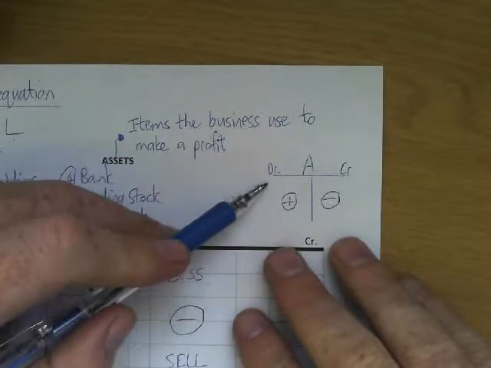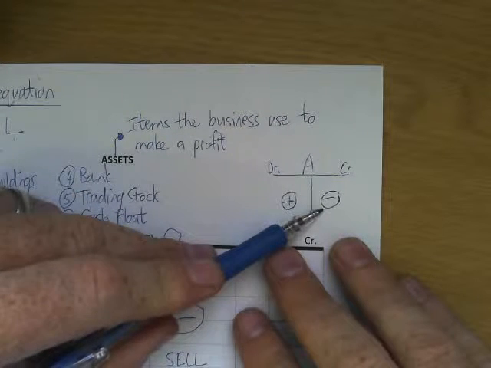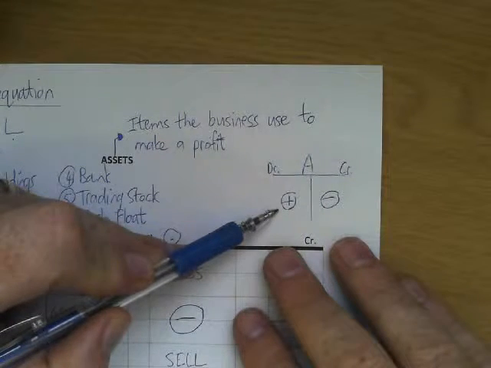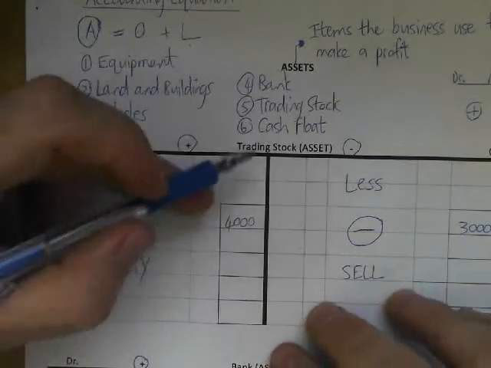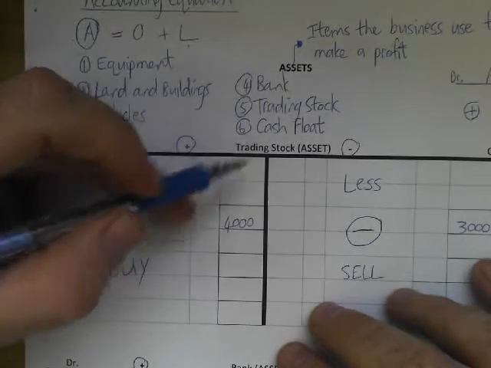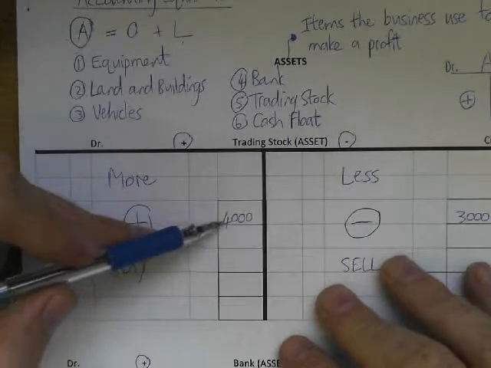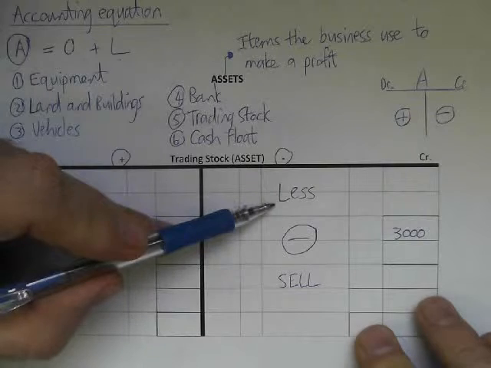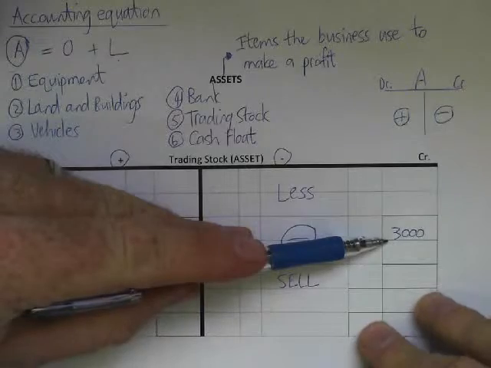Now assets become more on the left hand side or the debit side, and become less on the credit side or the right hand side. So the debit side is a plus and the right hand side, credit, is a minus. Okay, let's look at 1 or 2 examples. The first one is trading stock. I can buy more trading stock so that my trading stock becomes more, and I write the amount on the left hand or debit side to show that the trading stock became more. When I sell, the trading stock becomes less, and I write the amount, the 3,000 Rand here, on the right hand side.